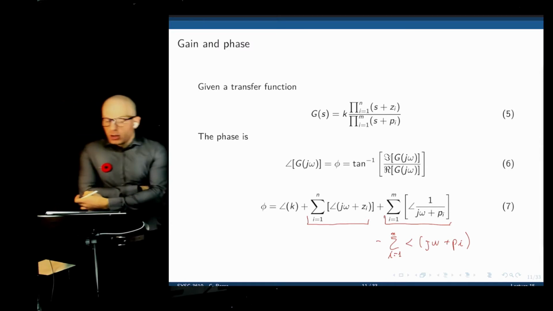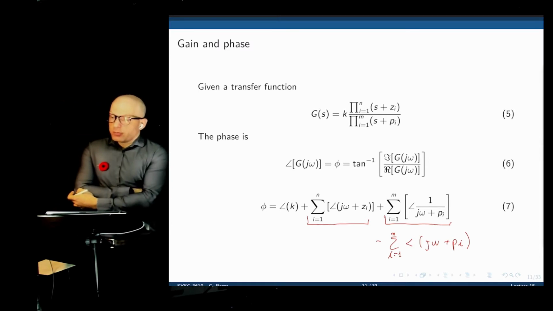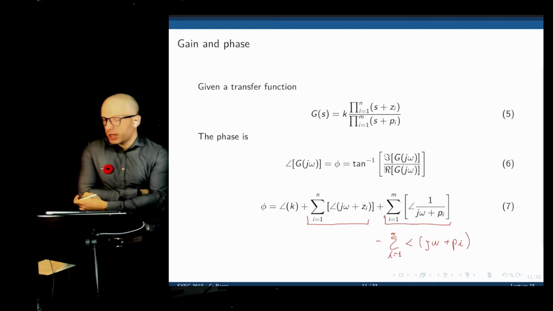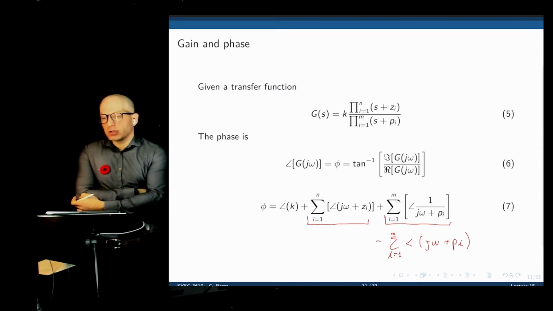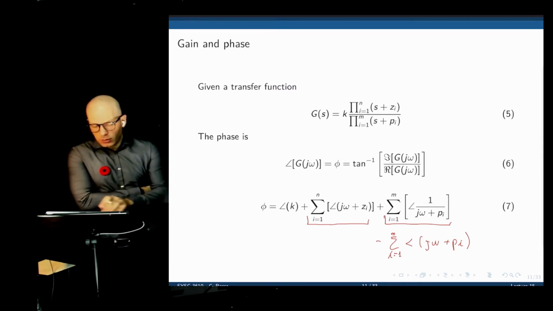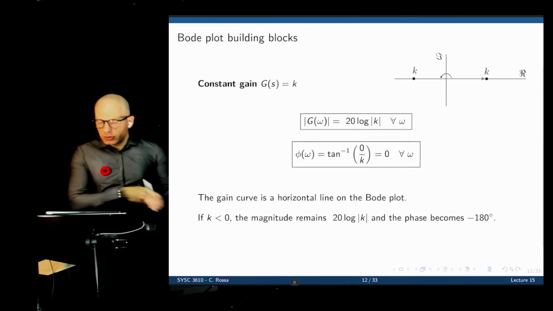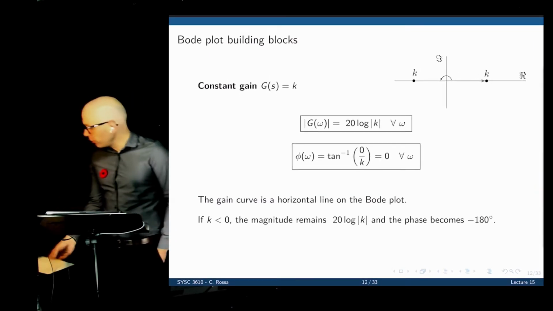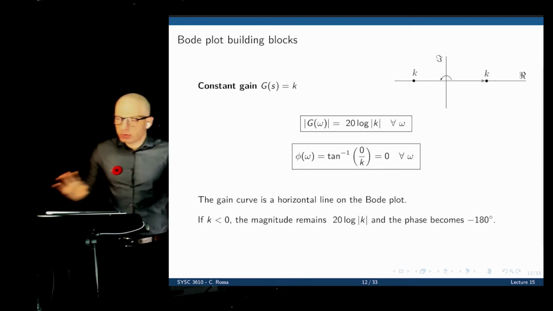Again, if we have multiple poles and zeros, just find the phase of each of these elements individually, and add them up to find the phase of the entire transfer function. So all we need to know are the building blocks for a Bode plot. Let's start with the simplest one.